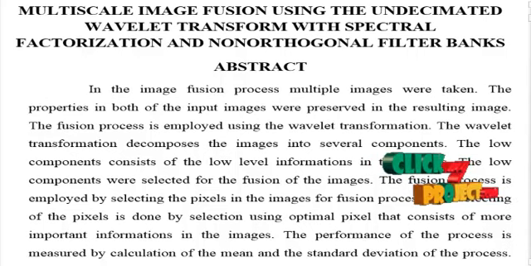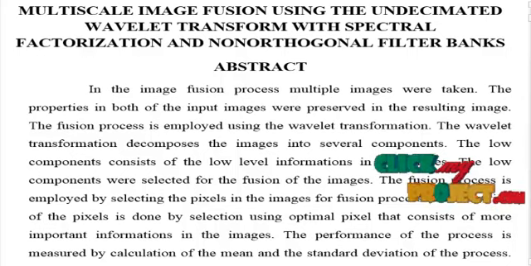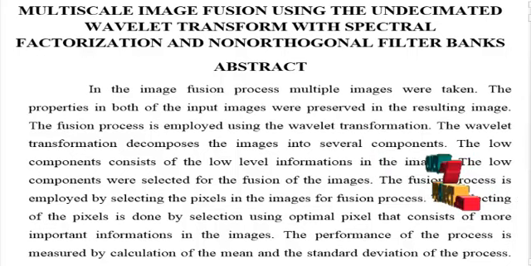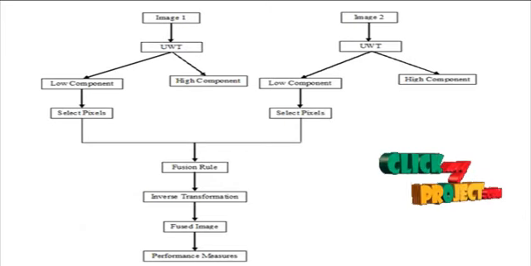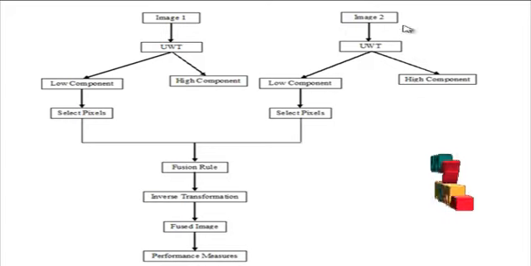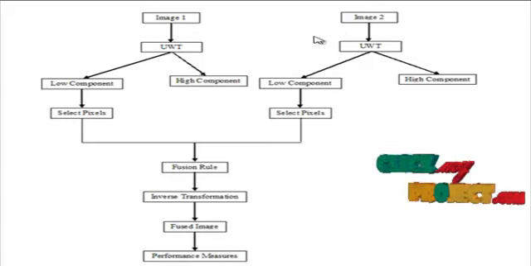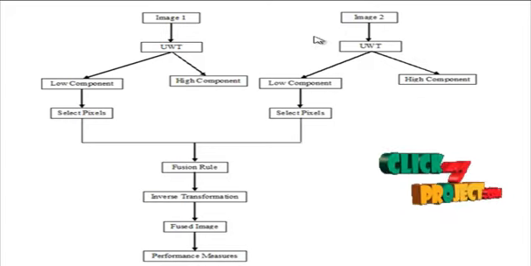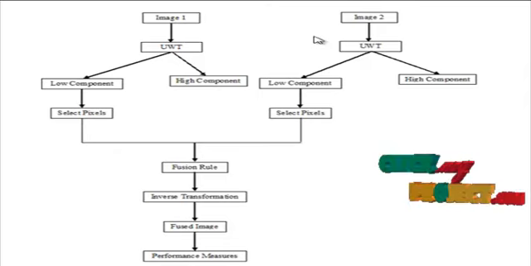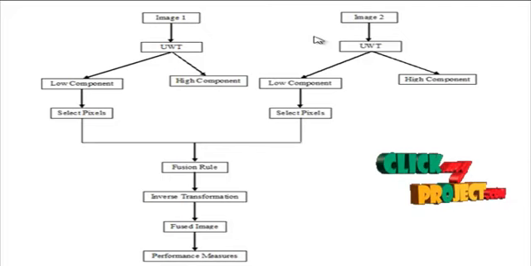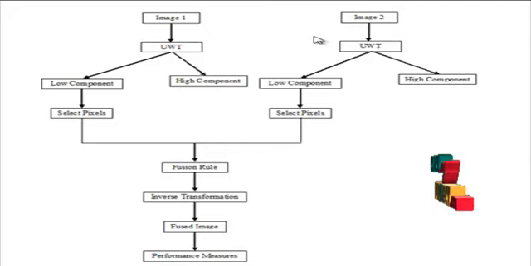The overall performance of the process is measured by the calculation of mean and standard deviation. Let me see the flow of the process. Two images are selected in our process: medical images and multifocus images. So the two images are selected.